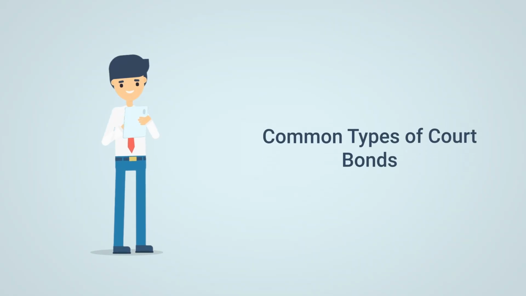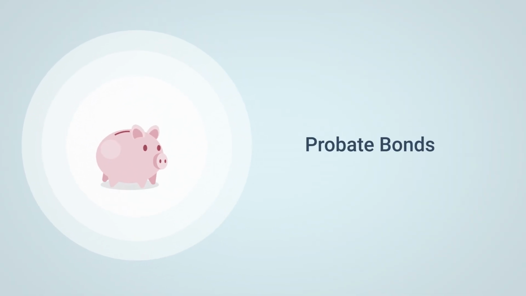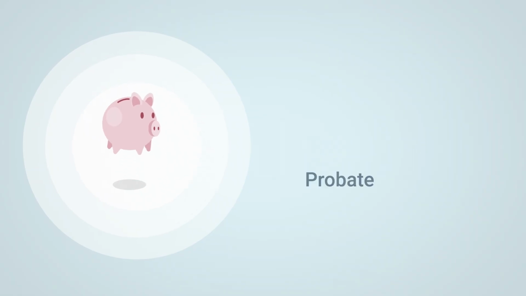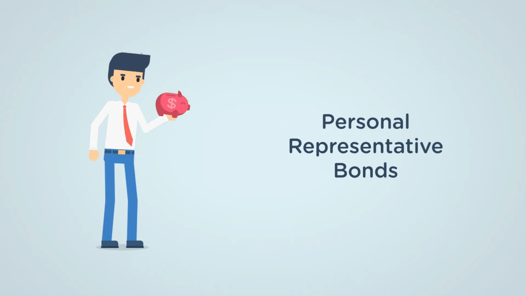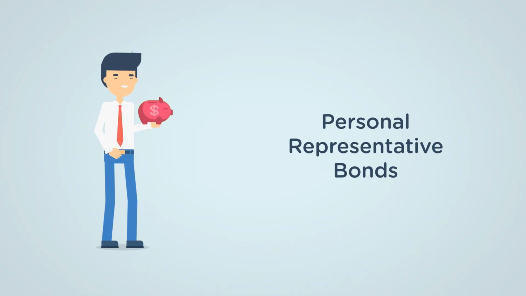Let's look at some of the most common court bonds. Probate bonds. Probate bonds are often required when someone is appointed to administer an estate. Examples include executor bonds and administrator bonds. Personal representative bonds. These bonds help protect heirs and creditors by ensuring estate assets are properly managed and distributed according to the law and the court's instructions.